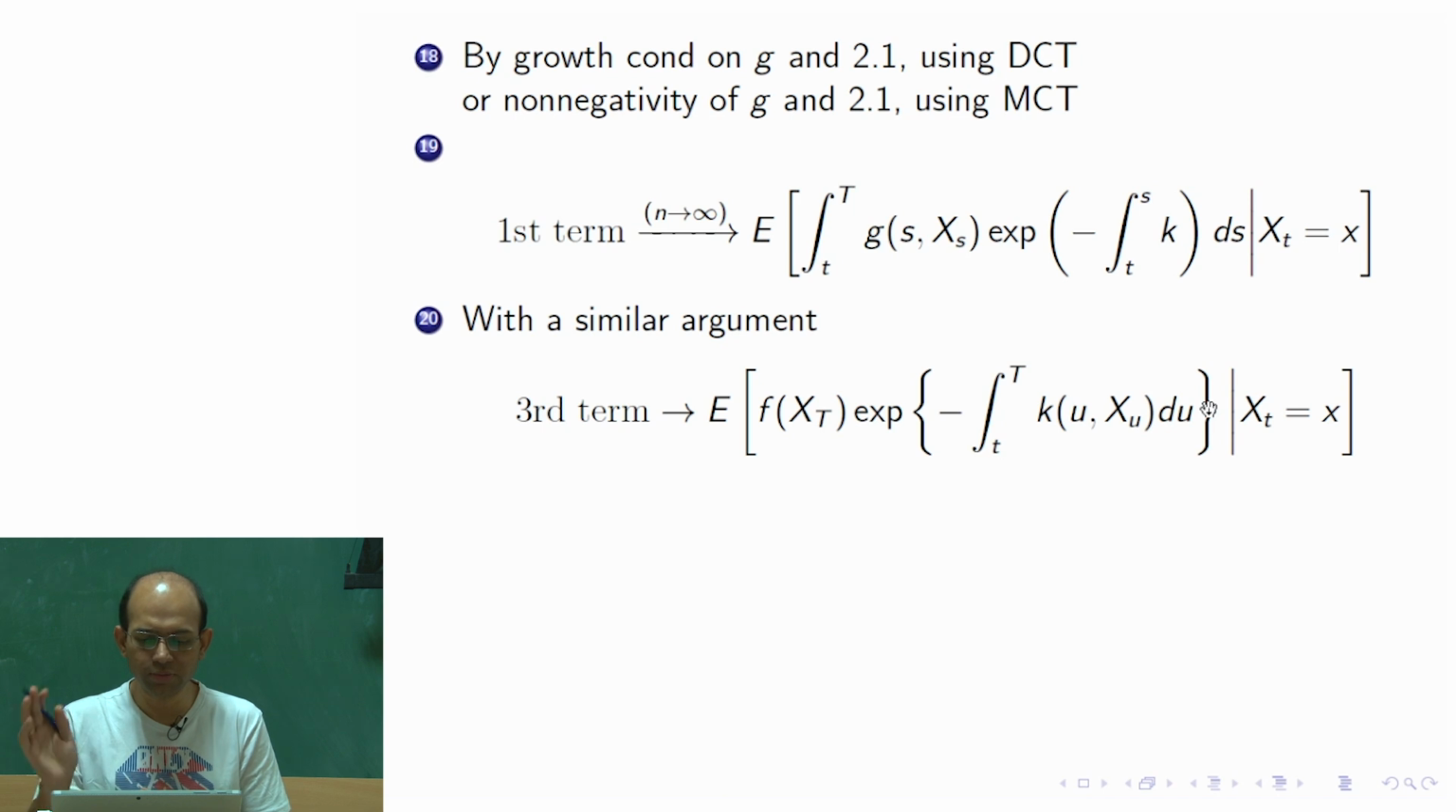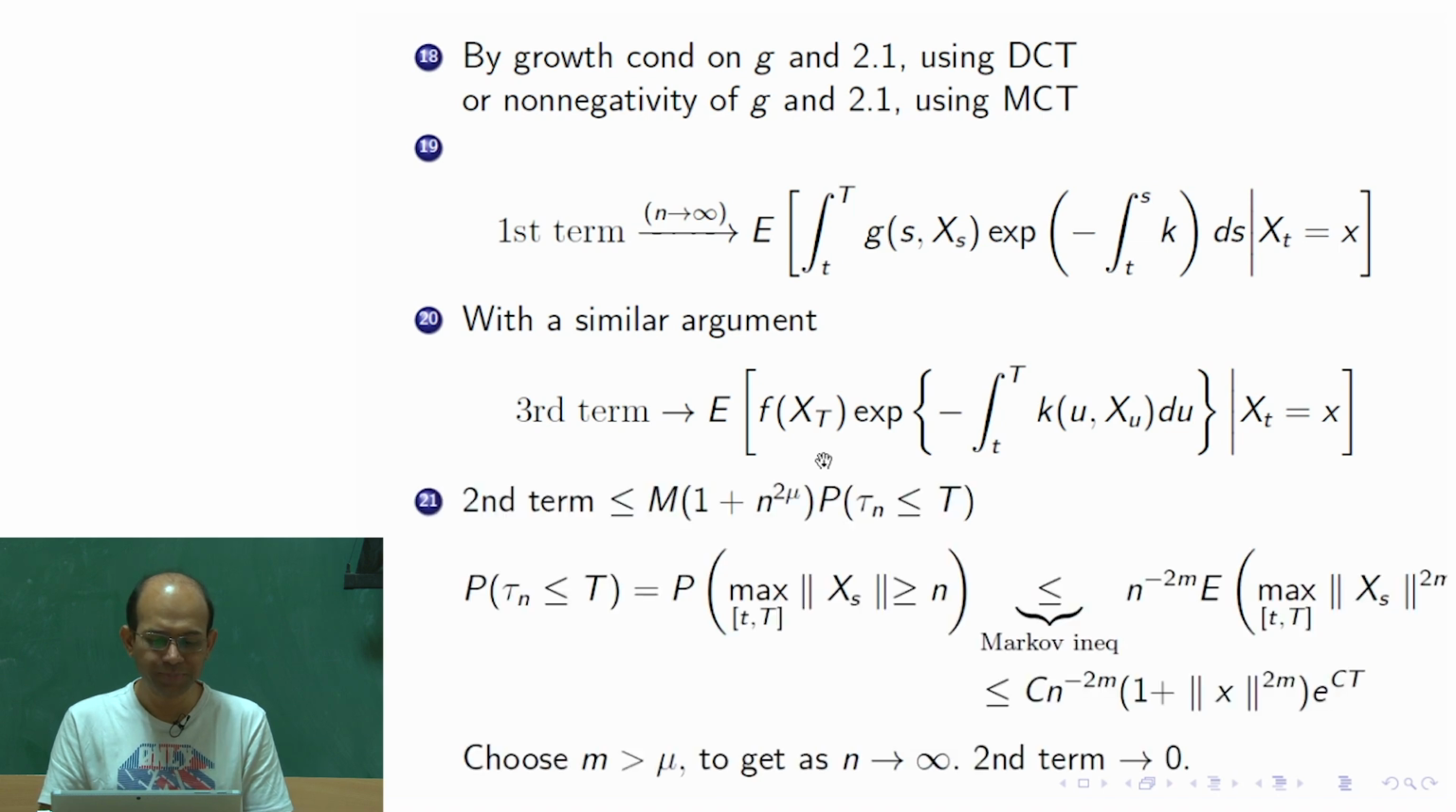As n tends to infinity, the indicator function of tau n greater than capital T converges to 1 almost surely. The only thing is that I need to assure that I can do this, but f has at most polynomial growth. So I can use 2.1 here to conclude that this third term converges, and for the second term we need to show that it converges to 0.